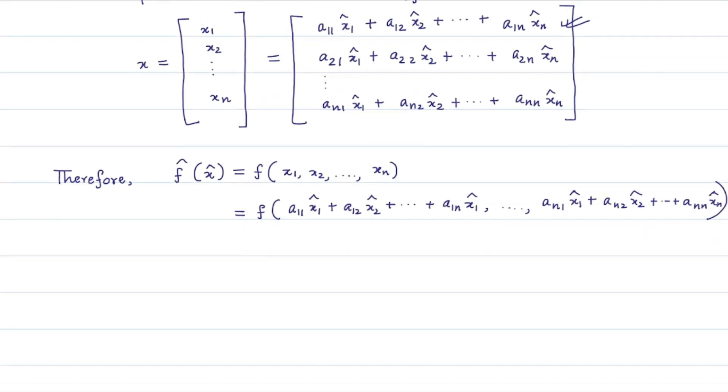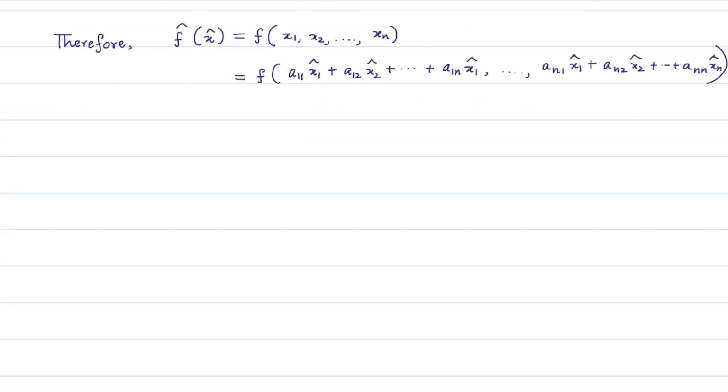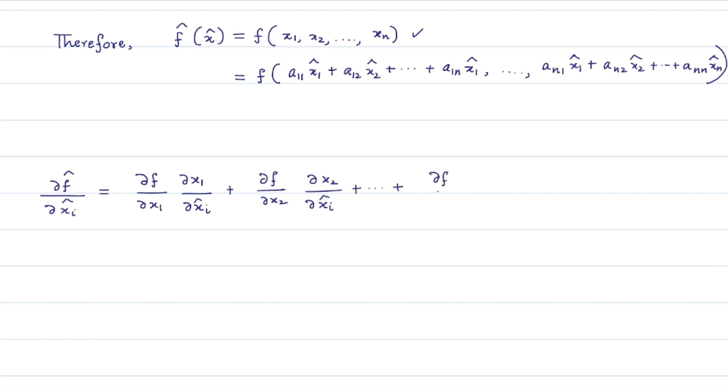this expression. Therefore, if we calculate the partial derivative of f hat with respect to xi hat, we get that del f hat del xi hat is equal to, by this equation with the help of chain rule, del f del x1 times del x1 del xi hat plus del f del x2 times del x2 del xi hat plus so on till ending up with del f del xn times del xn del xi hat. This is for every i equal to 1 to n.